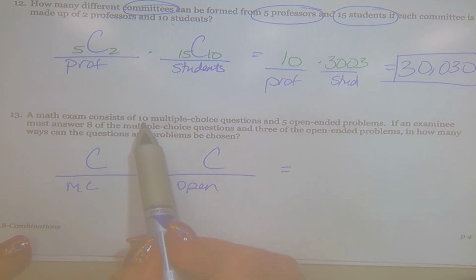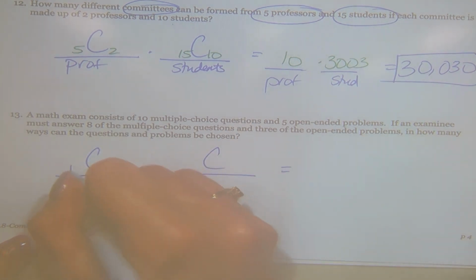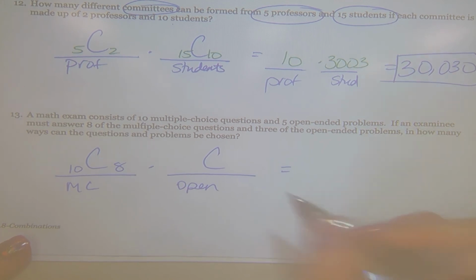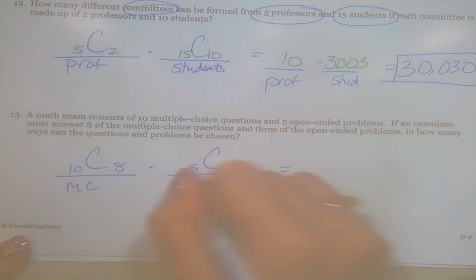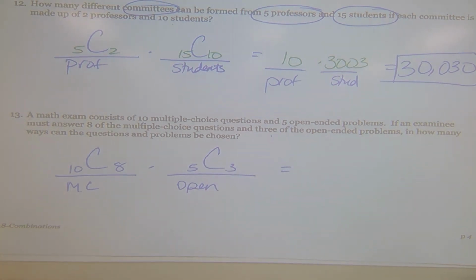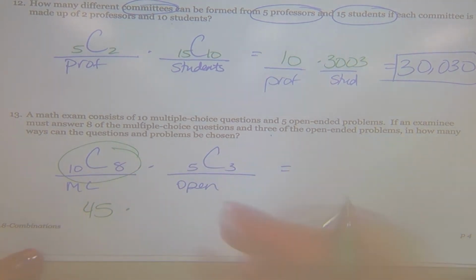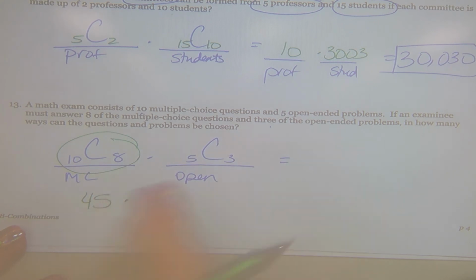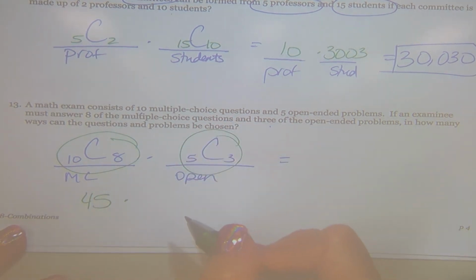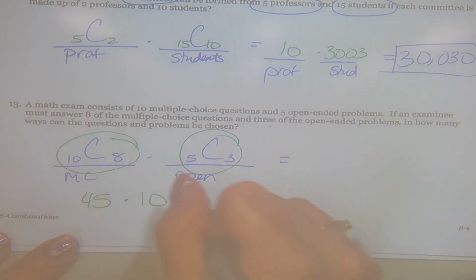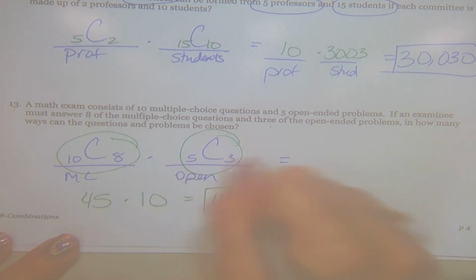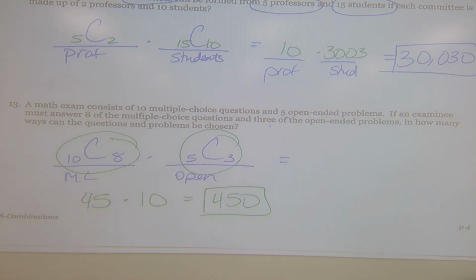10 multiple choice questions, I need to select 8. So 10, choose 8. There are 5 open-ended questions available. I need to answer 3. So 5, choose 3. So I calculate this 10, choose 8, and that comes out to be 45 different ways to select multiple choice questions. And then I calculate 5 combinations of 3, 5, choose 3, and that comes out to be 10 different ways to answer open-ended questions, which leaves me with 450 different ways to complete the test.